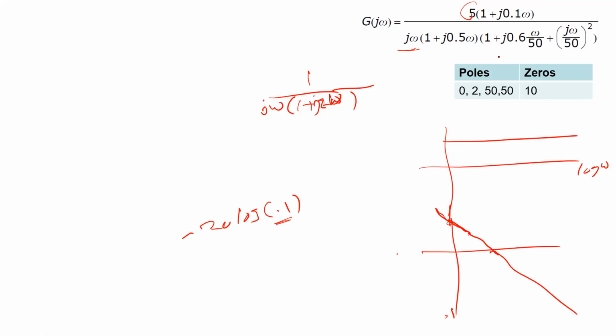Now, let's go back in here. Next, I have the pole at 2. If this is the 2, what is the contribution of this pole? Before 2, what do I have? We have only a constant, so it will be 0, then minus 20 dB per decade. Yes. Now for the 10, what do we have?